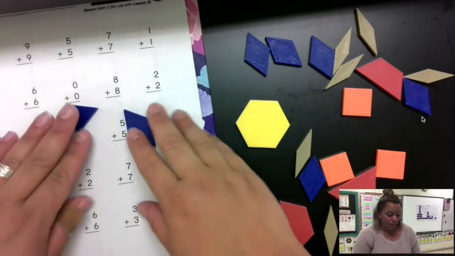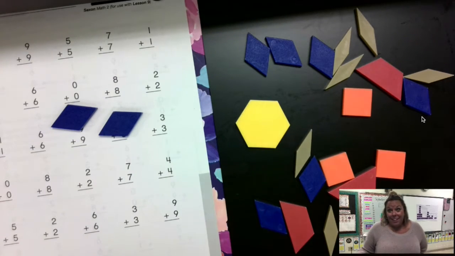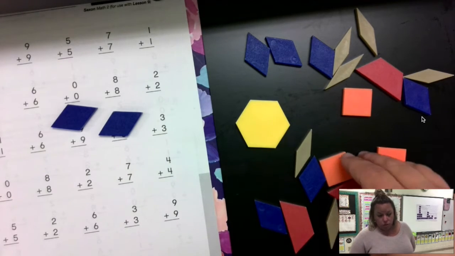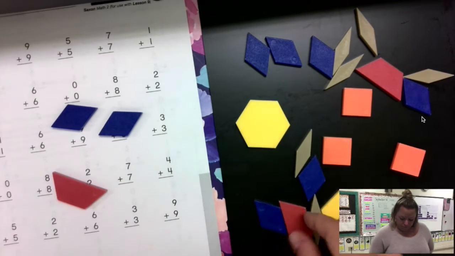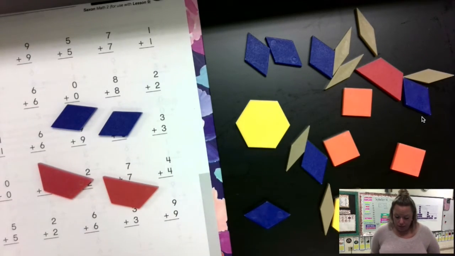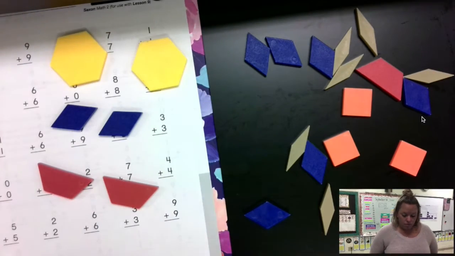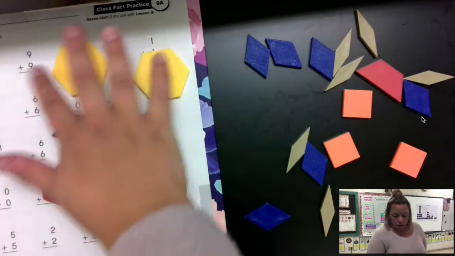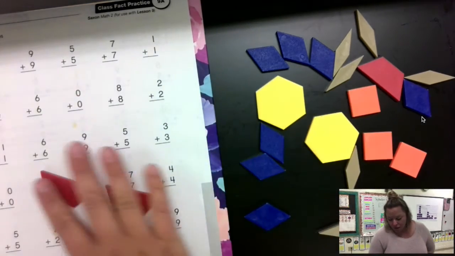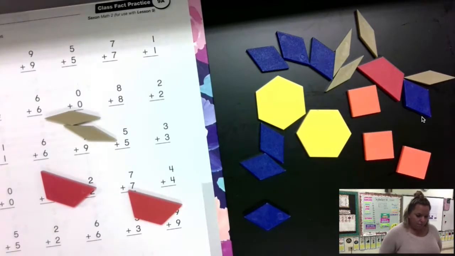Okay, now, you could have chosen the blue parallelograms like me, but you didn't have to, right? So you could have chosen the blue parallelograms. What else could you have chosen? You could have chosen these red pieces here. You could have chosen your yellow pieces. You could have chosen the green triangles. You could have chosen these pieces here.